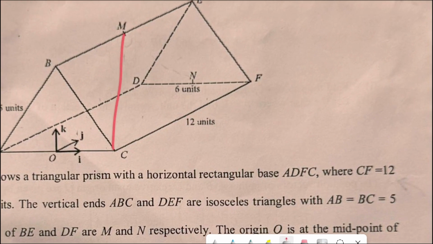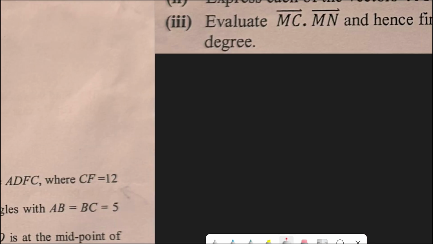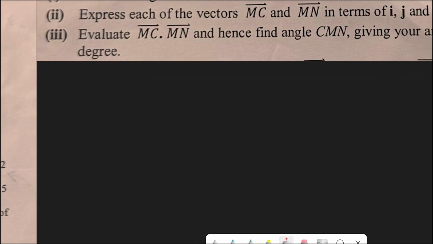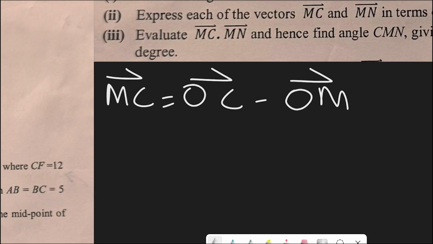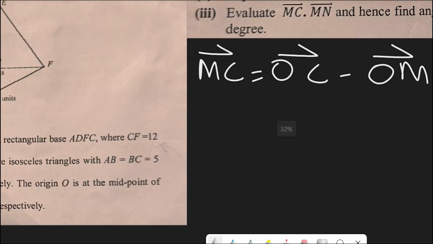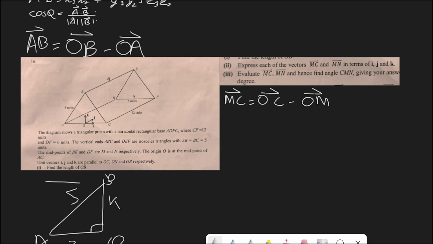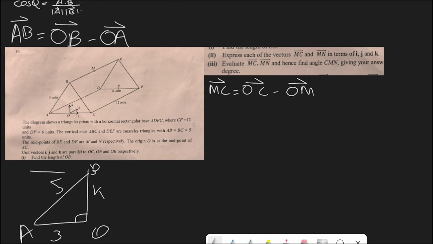For a vector that does not start with O, we can write MC as equal to OC minus OM. I'm doing the second part right now. So MC equals OC minus OM. I know that OC is equal to 3i, so that would be (3, 0, 0), because the entire AC is 6 units, so OC would be 3 units, the half.